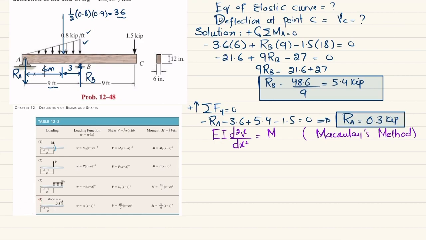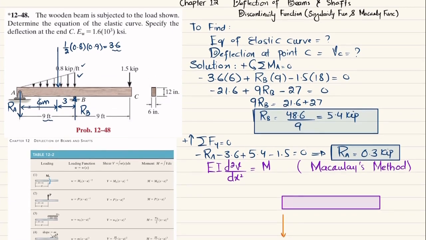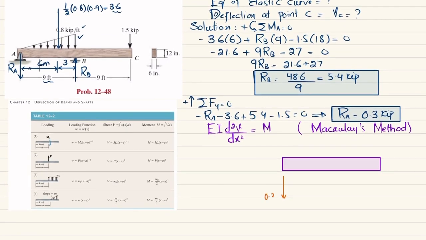So I will draw the free body diagram over here. So this is the beam, this is your point A, where is a load of RA is 0.3 kips, clear, and at point B we have a load of RB, that is 5.4 kips. This distance is 9, clear, 9 feet, and the remaining distance is also 9.